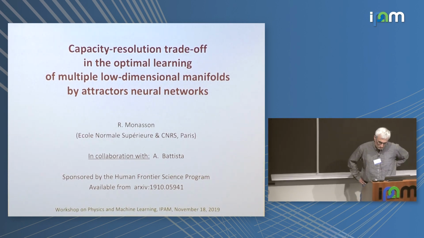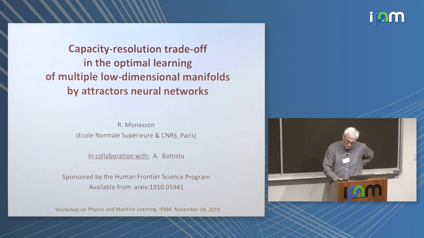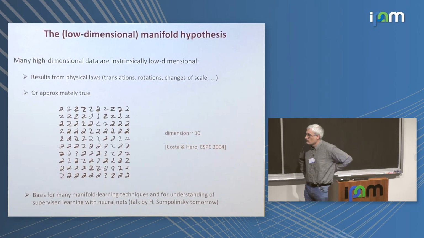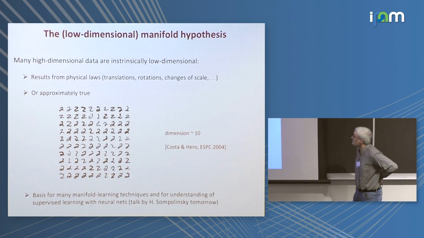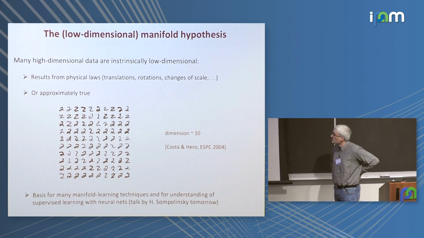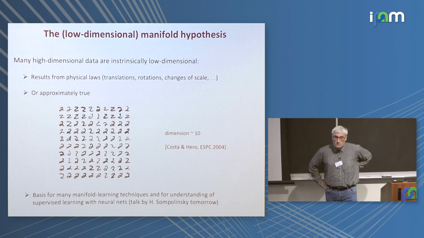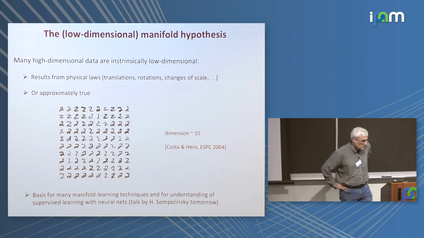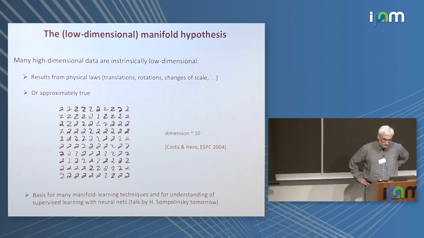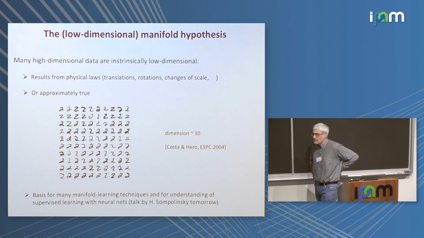trying to do here. But in fact, even if we don't care about neuroscience, I think there is a very well-known hypothesis in machine learning, which is called the manifold hypothesis, or maybe I should call that the low-dimensional manifold hypothesis, that many high-dimensional data are actually intrinsically low-dimensional, and there are many good reasons to explain that.